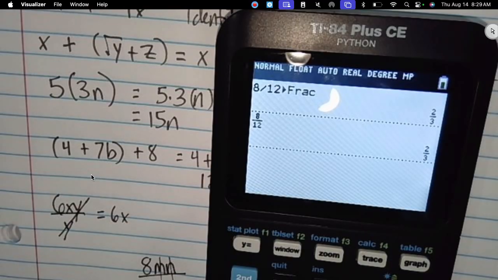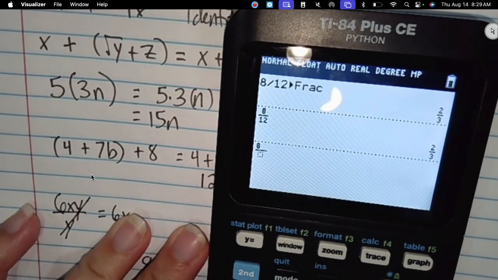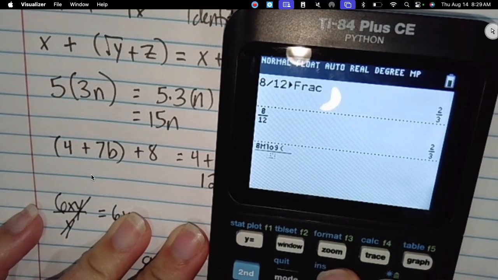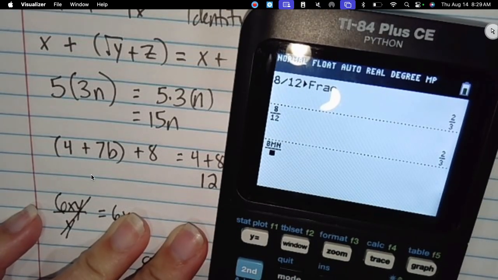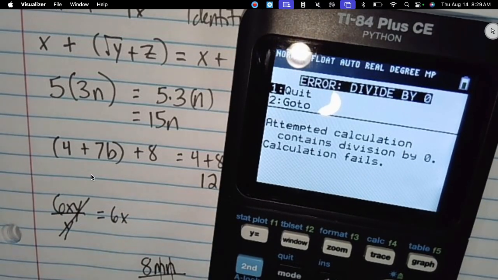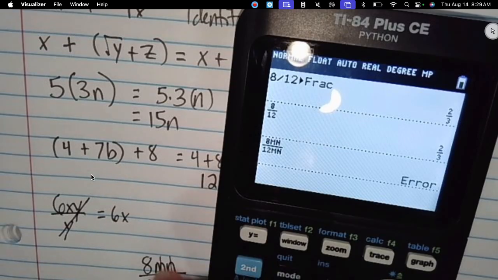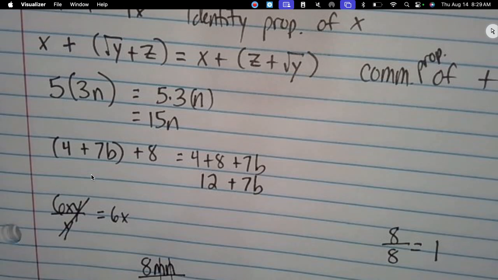Can you put M and N in here? I don't know. I've never tried it. Let me just see. I don't think so. I would think this is going to mess up, but we'll just try it for fun. Oops. 8mn over 12mn. I have a feeling it's going to say error. Yeah. Okay, so that doesn't work. So you cannot put your variables in here. It doesn't do that. You have to know the m and the n cancel out, but the 8 and the 12 you can put in there. Okay.